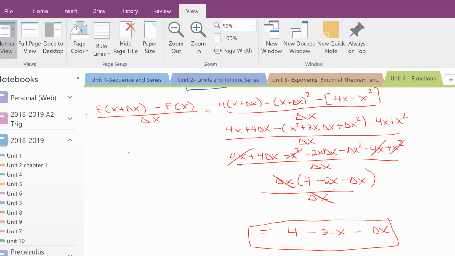So you substitute in. Now here, when you square it, you got to distribute the negative sign, and then you cancel out like terms like the 4x and the 4x, then minus x squared, the plus x squared. So then you're left with 4 delta x minus 2x delta x minus delta x squared. So you can factor out a delta x, and then that cancels with the denominator, and that's why you're left with 4 minus 2x minus delta x.